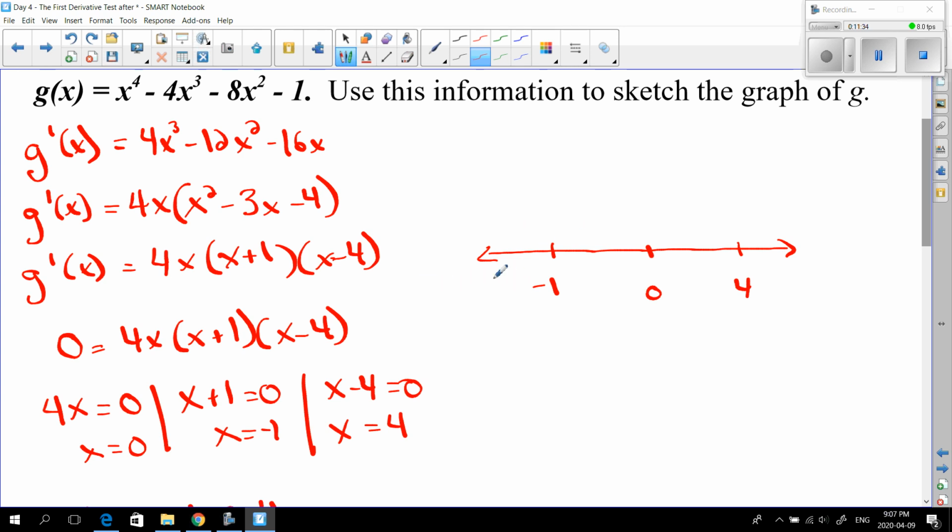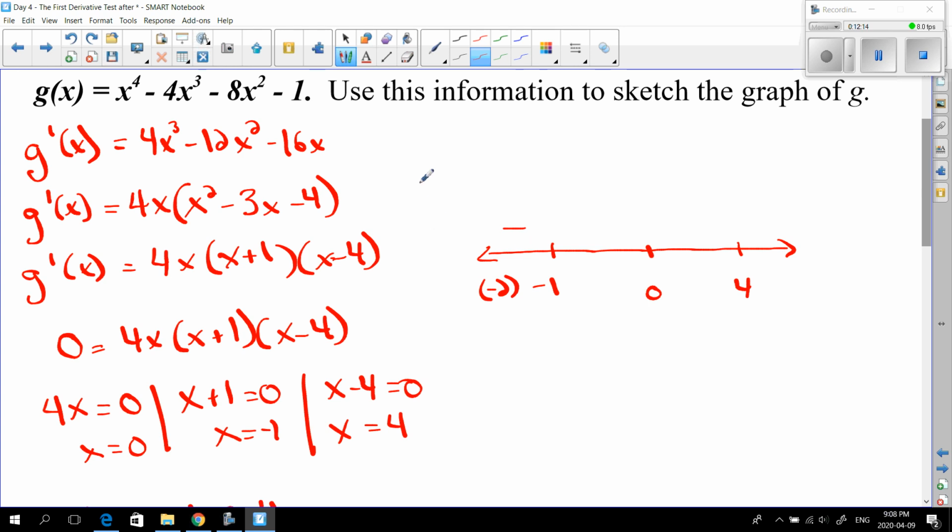Okay, so let's think of a number between -infinity and -1. -2 works fine. You could use -5, whatever you want, anything between -infinity and -1. If you plug a -2 in for x, this would become -8. This factor would become -1. This factor would become -6. I'd have a -8 times a -1 times a -6, or a negative times a negative times a negative. Three negatives multiplied together gives you a negative. Any number on that interval from -infinity up to -1 would give you a negative derivative.